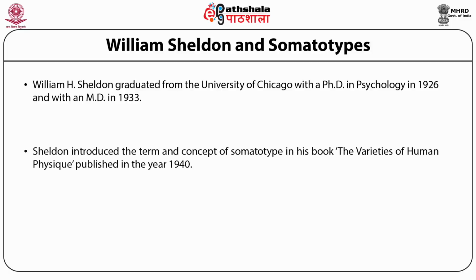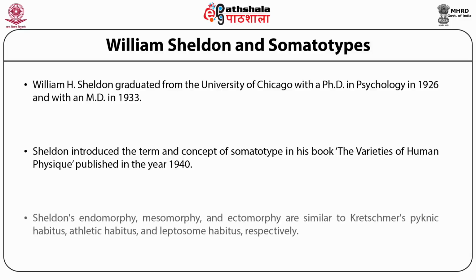He introduced the term and concept of somatotype in his book The Varieties of Human Physique, which was published in 1940. As the three basic elements determining body builds, he focused on intestines generated from embryological endomorphy, bones and muscle developed from mesomorphy, and the skin, sensual organs and nervous development from ectomorphy, and combined them to classify into a few categories. Sheldon's endomorphy, mesomorphy, and ectomorphy are similar to Kretschmer's pycnic habitus, athletic habitus, and leptosome habitus respectively.